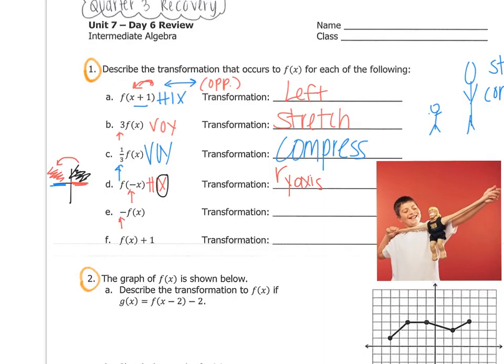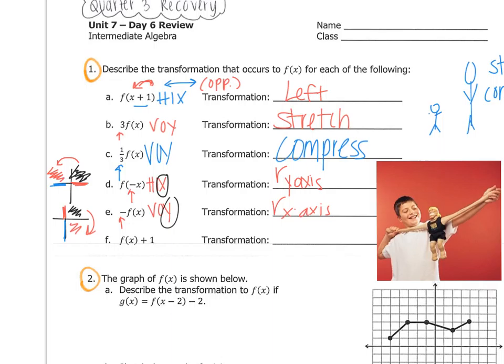In the next problem, part E, we have the negative on the outside, so that's Voy. Voy affects the y's. Again, get your little blob going. Think about positive y in the red going down to negative y in the blue. So when we do that, it flips or reflects over the x-axis. Again, these pictures that we just drew, those little blobs, are very, very helpful when you think about reflections, as in D and E.